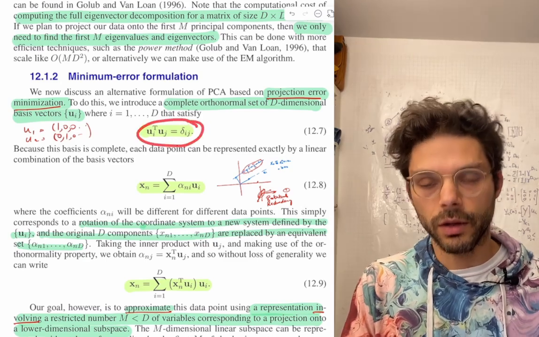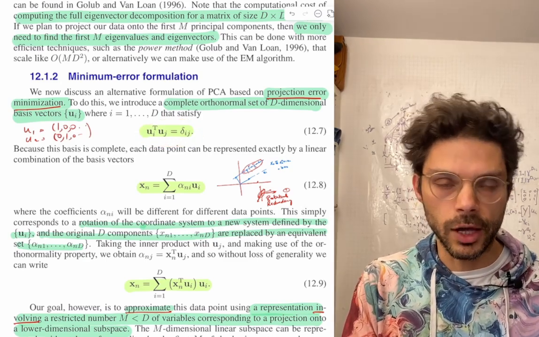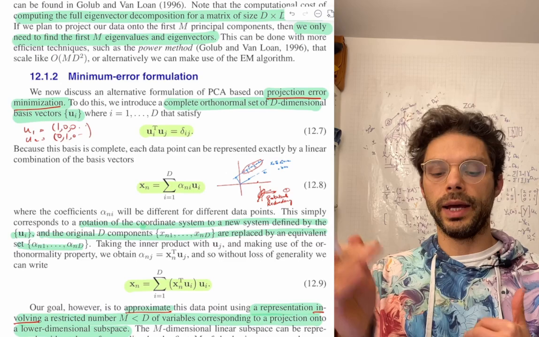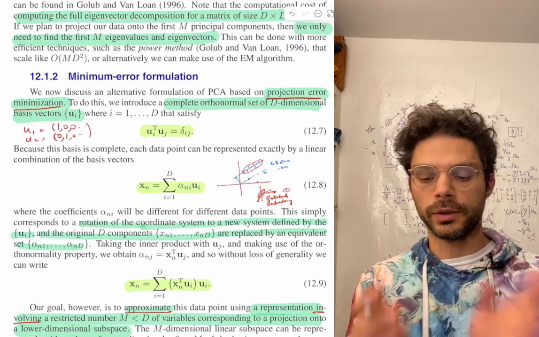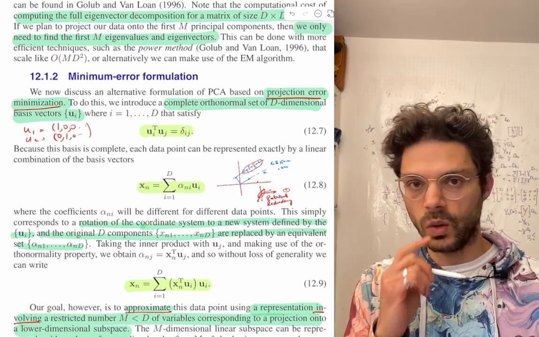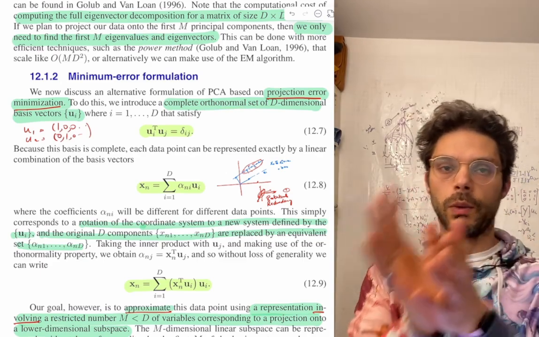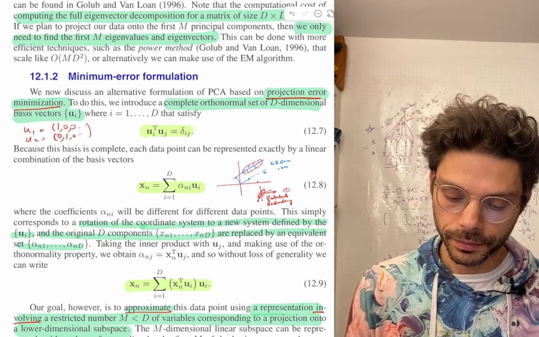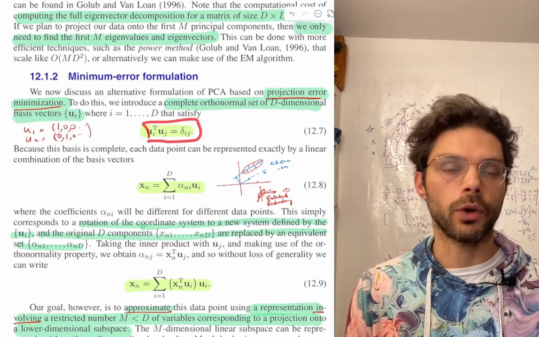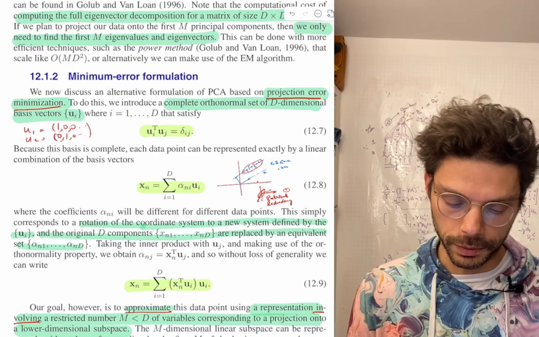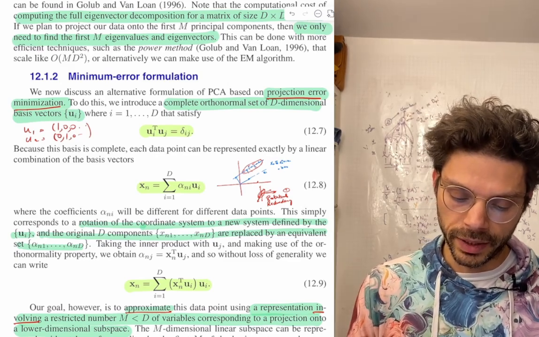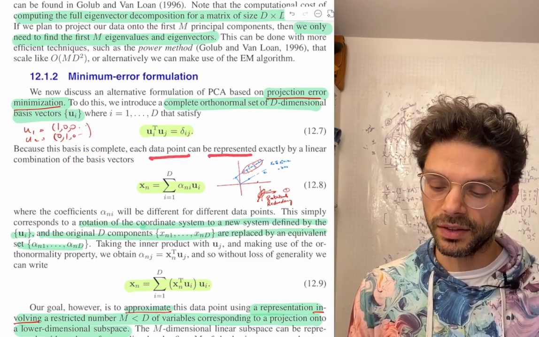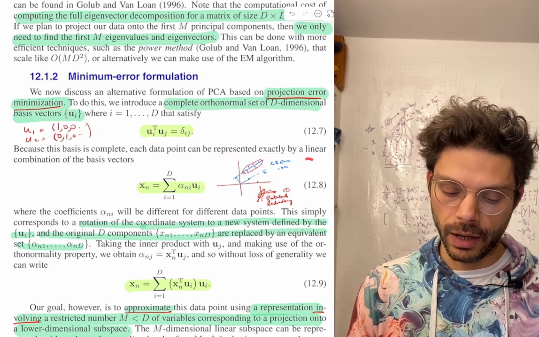So it satisfies this property, but any rotation of that will also, if you think about it. All it means is that these directions have unit length and are perpendicular to each other. That's what orthonormal means. So we can rotate that whole coordinate system any way we want. Those properties will be preserved. So we are looking for a coordinate system, not necessarily the default one. Now because this basis is complete, so what does complete mean? Each data point can be represented exactly by a linear combination of the basis vectors.